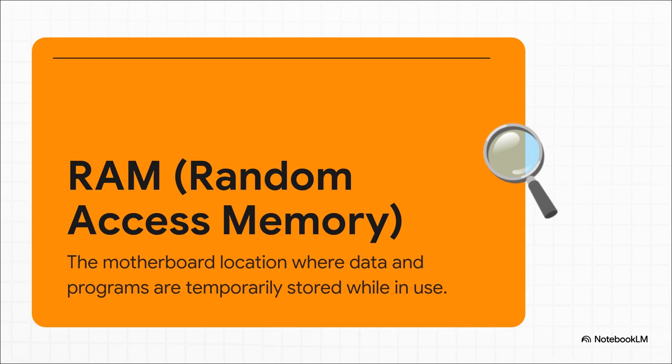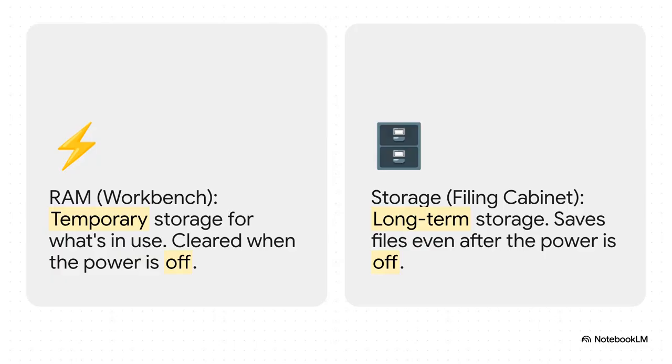But there's a catch. It's a temporary workbench. The second you turn the power off, everything on it gets wiped clean. So that brings us to the difference between the two types of memory. It's really simple. If RAM is the temporary workbench you use for whatever you're doing right now, then storage, like your hard drive, is the permanent filing cabinet.